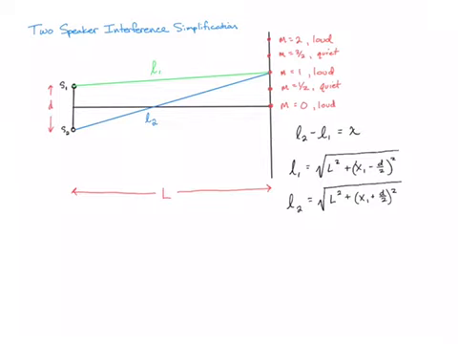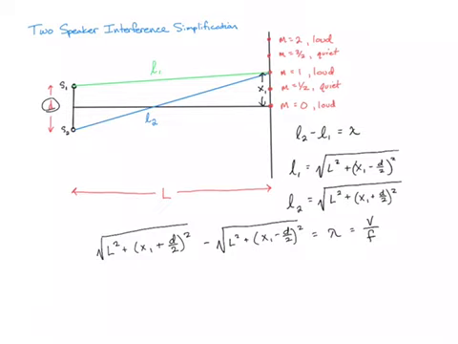Alright, so L1 using Pythagorean theorem should be the square root of L squared plus (x1 minus d over 2) squared. And L2 should be the square root of L squared plus (x1 plus d over 2) squared. And remember guys, x1 is the distance from that central line up to that first loud spot. And remember that d is the distance between your two speakers. Alright, so remember we need L2 minus L1 to equal lambda.